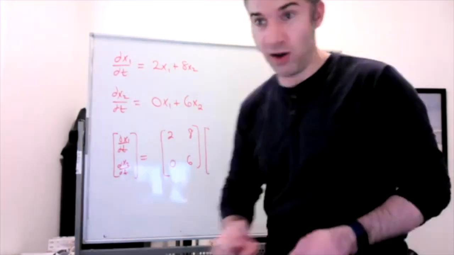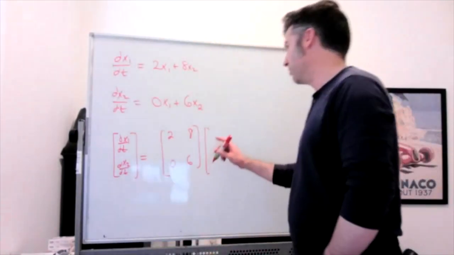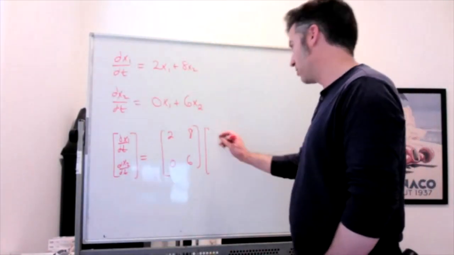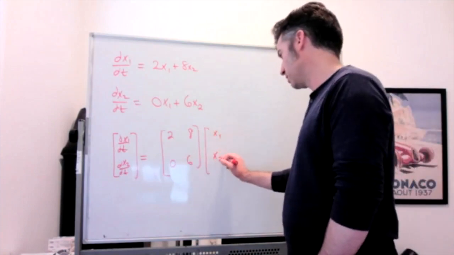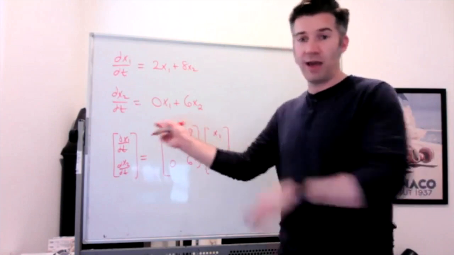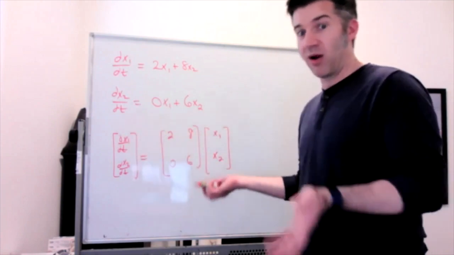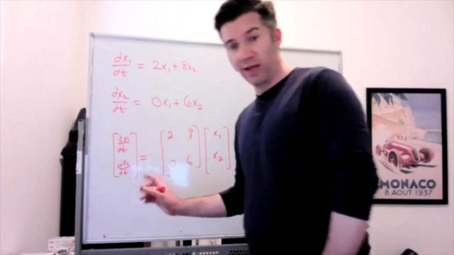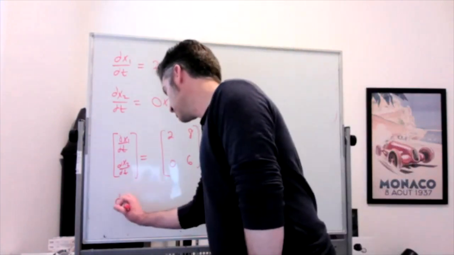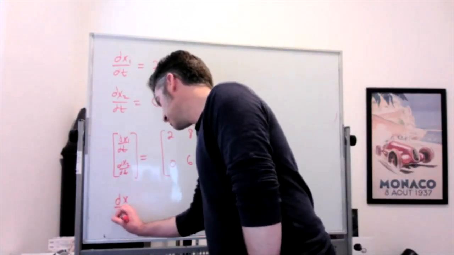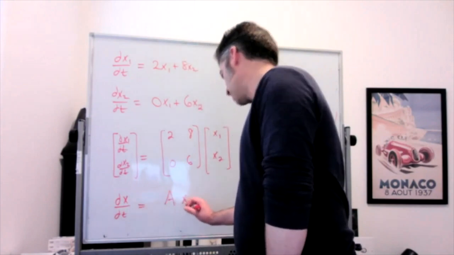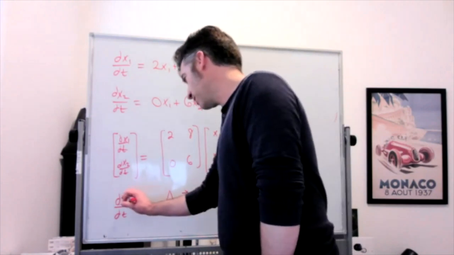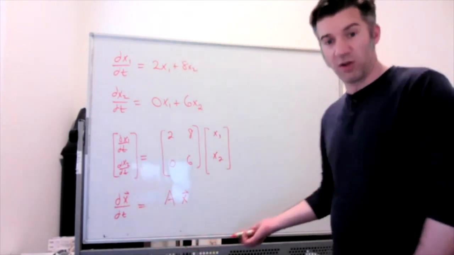By the way, stop me if you have questions, or write something in the chat. And then the variable vector is right there. This is the way I would usually write it, but there are other ways. You can write dx/dt equal to A times x. I like to write little arrows, but you could also write it without the arrows.